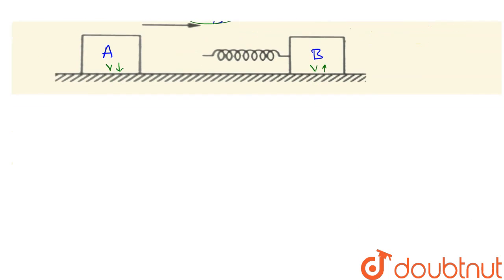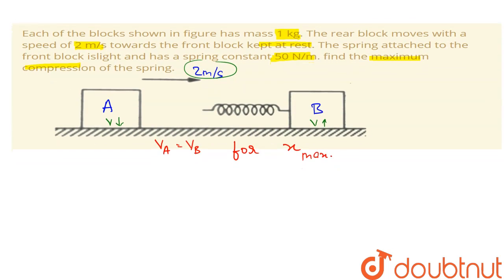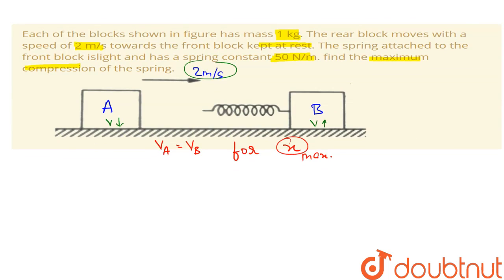compressing. And at the point of maximum compression, V of A will be equal to V of B. X is the deflection of the spring, so at X max, VA will be equal to VB. So it is at this point that we need to calculate the value of X.